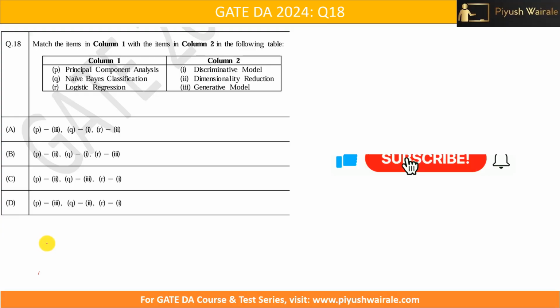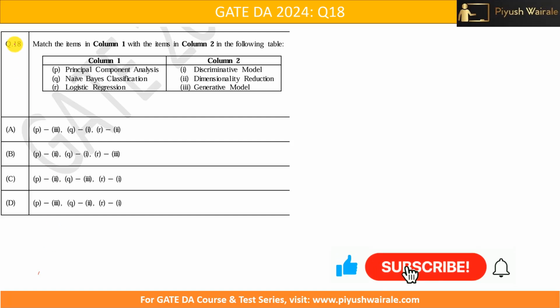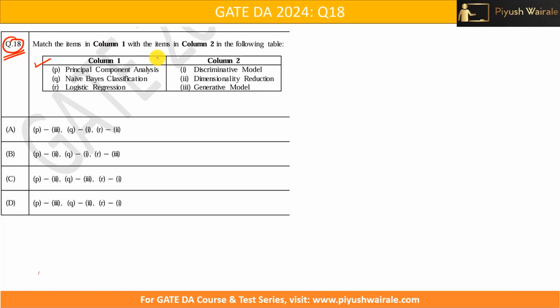Hello everyone. In this video, we are going to discuss question number 18 of the GATE DA24 exam. Here is a match-the-following type of question. Column 1 and column 2 are given to us and we need to find the correct pairs.